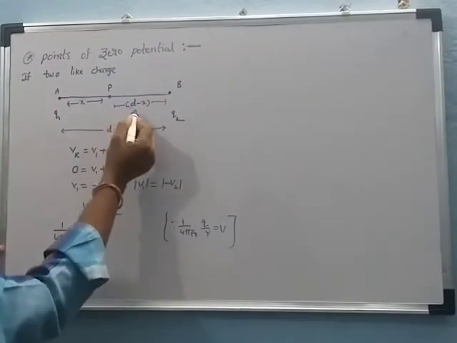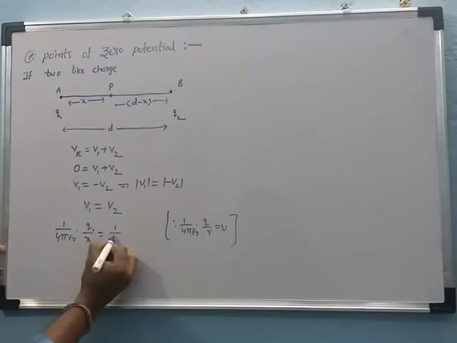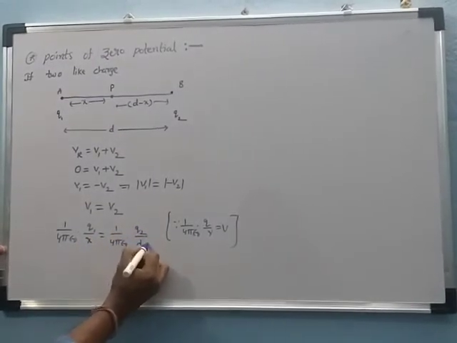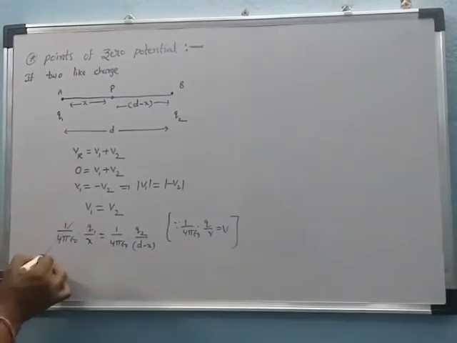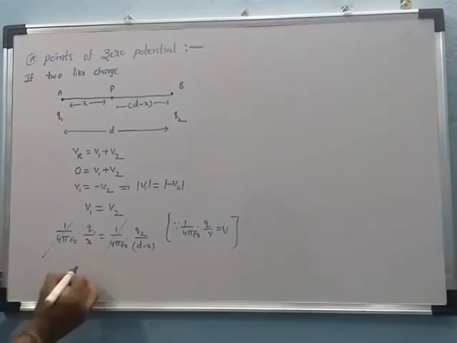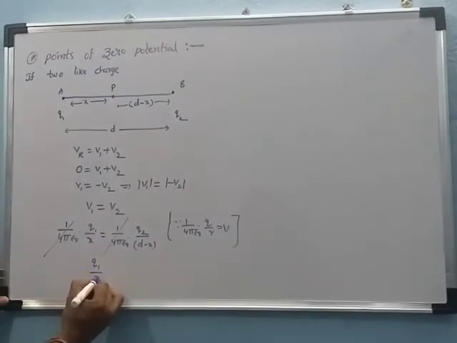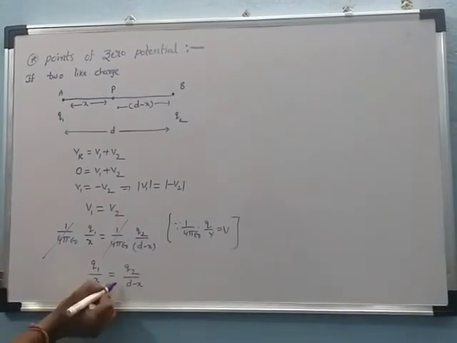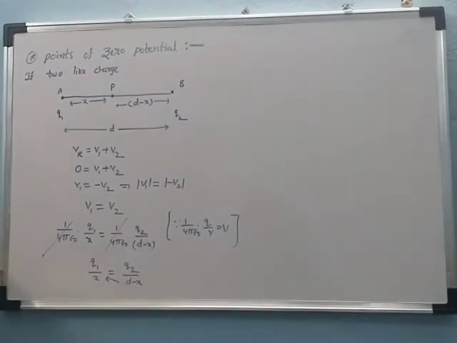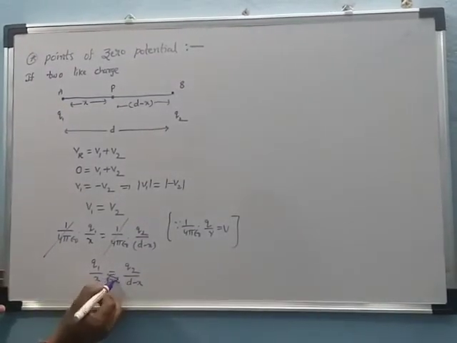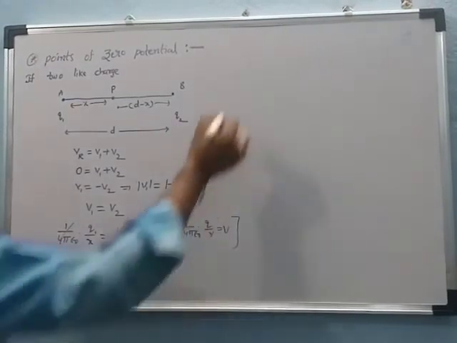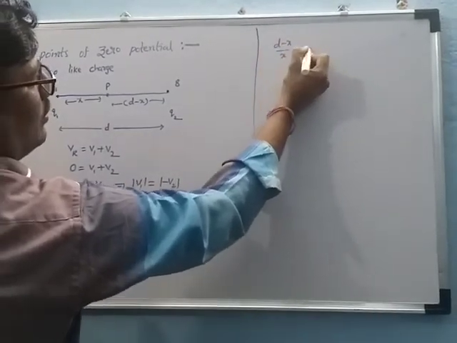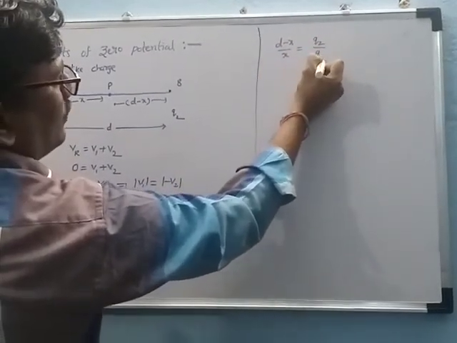The distance from P to the other charge is d minus x, so V2 is 1 by 4 pi epsilon naught, Q2 by d minus x. The 1 by 4 pi epsilon naught gets cancelled. The remaining is Q1 by x equals Q2 by d minus x. With cross multiplication, Q1 is taken to one side and d minus x to the other side. Then d minus x by x is equal to Q2 by Q1.